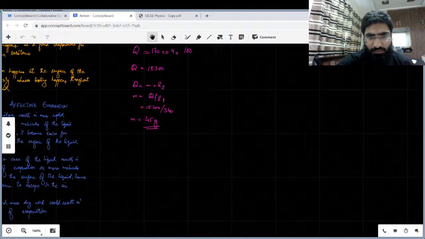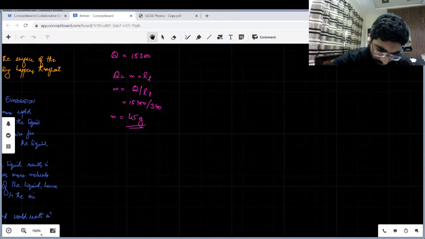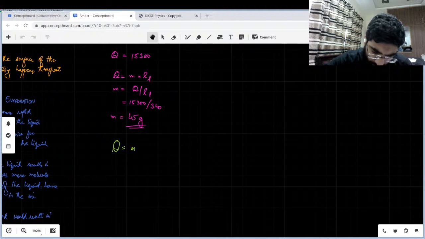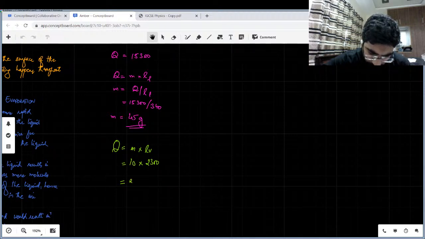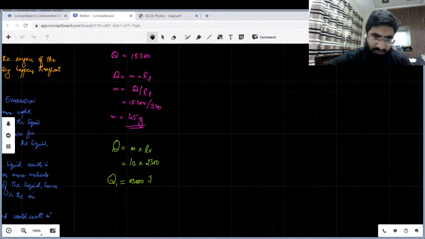So it would be like this. First, we'll have to do Q is equal to mass into latent heat of vaporization. Mass is 10 grams into 2300. So this gives me how much? 23,000 joules. Q1.